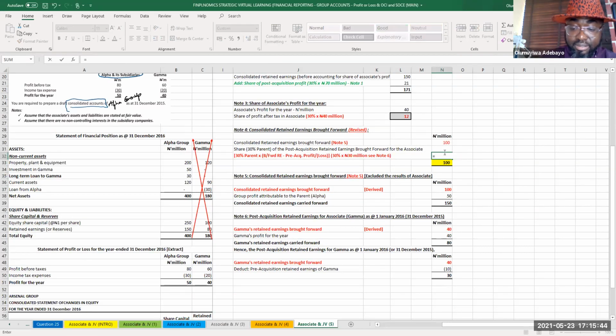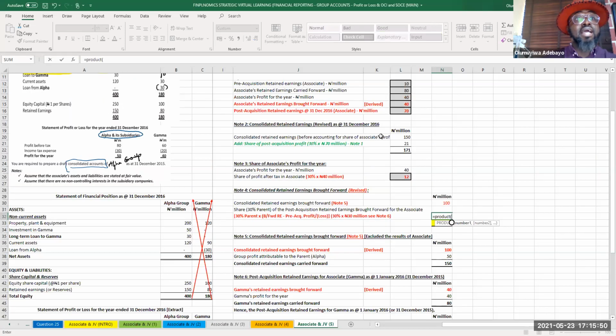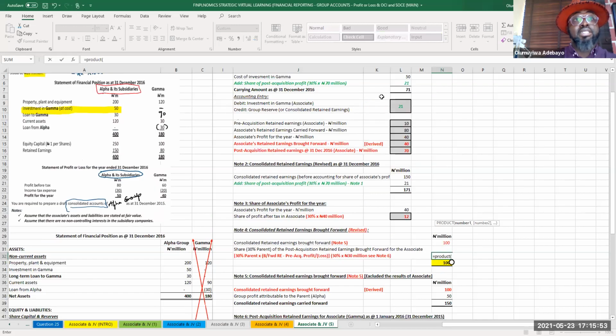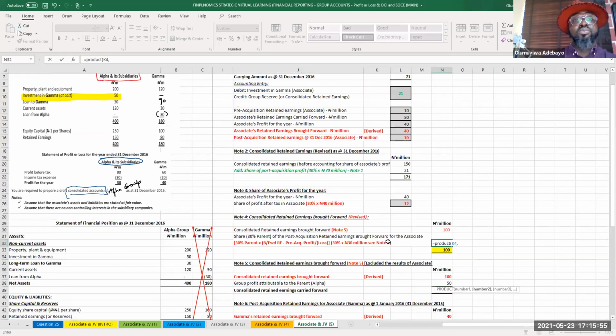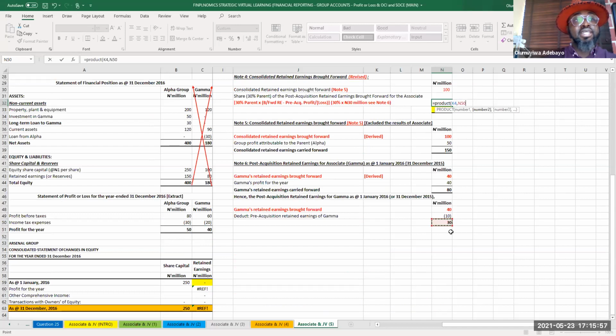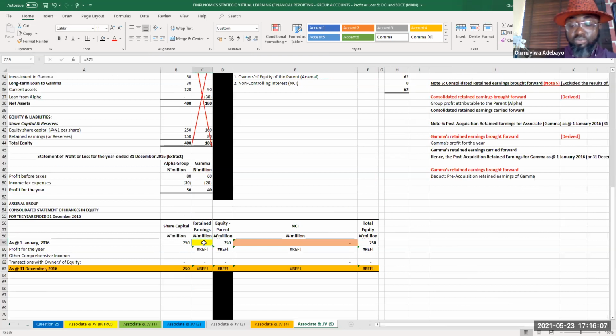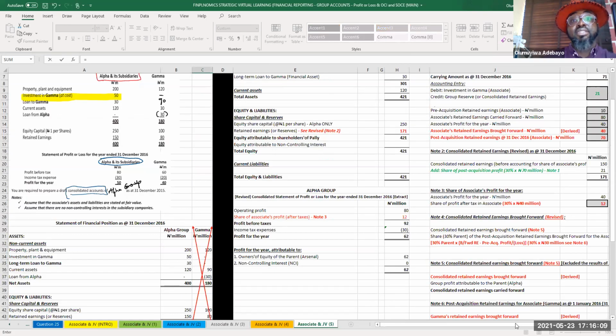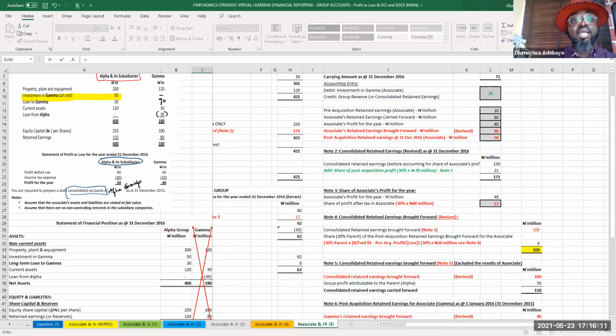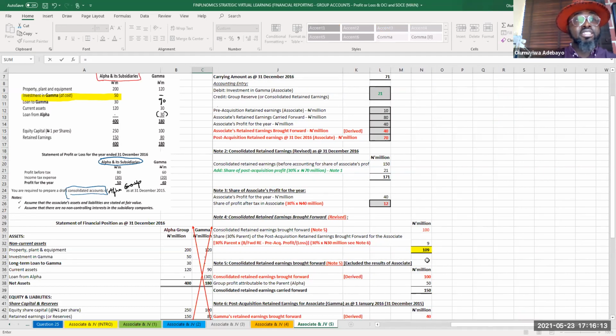I'll now come here, the 30%, which is what I have here. Remember my 30%? Note 6 gave me this 30. And that is my 9, which means I have 109. And this 109 is the revised consolidated brought forward, which I'll link here and say 109 is my consolidated retained earnings brought forward.